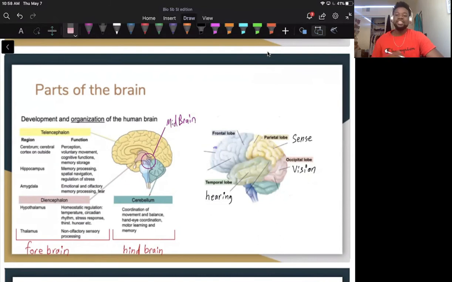And last, but certainly not least, is the frontal lobe. I personally like to call the frontal lobe the boss, because the frontal lobe is basically the part of your brain right here in the front that makes all of your executive decisions, all of your decision making, attention, arousal. It's all controlled by the frontal lobe. So this is what tells the rest of your brain essentially what to do.